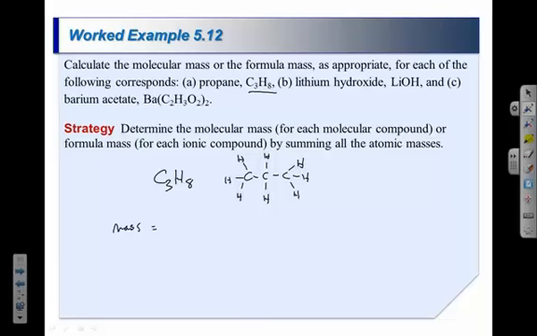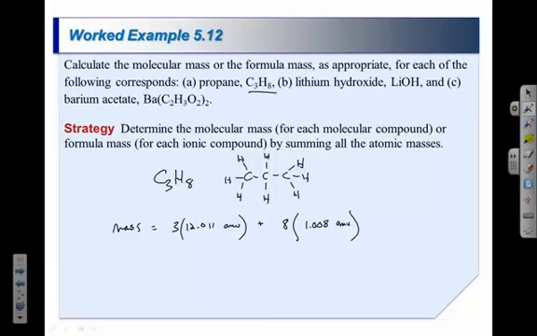So I've got 3 carbons. Each one, on average, has a mass of 12.011. Right? That's the average mass of a carbon atom. I've got 3 in that molecule. I'm going to add that to that. I've got 8 hydrogens. Each one of those is 1.008 AMUs on average.